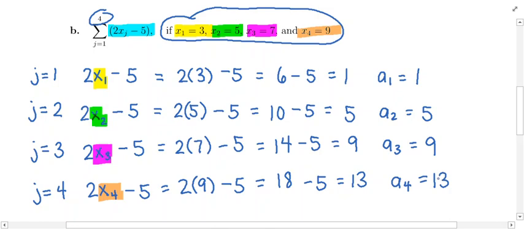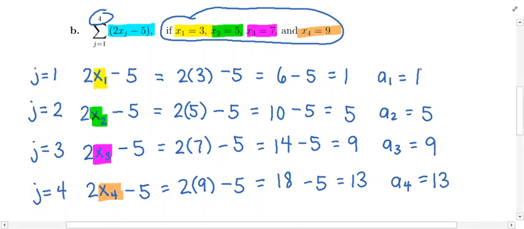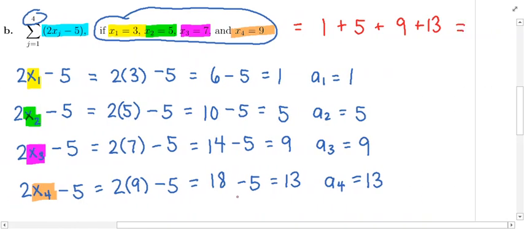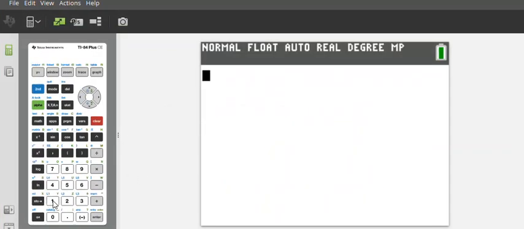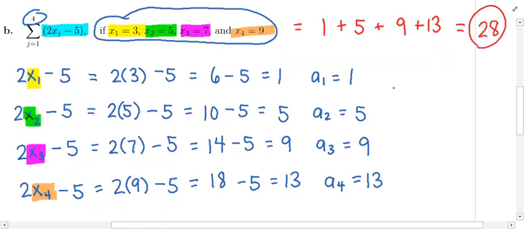We're not done. All we did was generate the 4 terms that we needed. To compute the value of the series, we have to add up these 4 numbers. So the answer is going to be 1 plus 5 plus 9 plus 13. We're adding A1 plus A2 plus A3 plus A4. Then that will be the final answer. So I'm going to go to the calculator. I'm going to do 1 plus 5 plus 9 plus 13. So the series converges to 28. That's the answer. This series converges to 28.